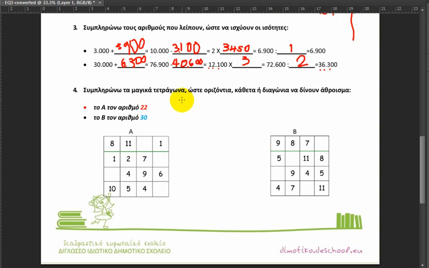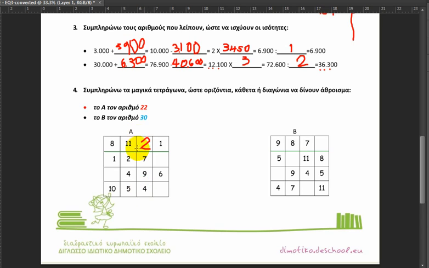Okay, magic squares. We need the sums of the numbers that are horizontal, vertical, and even diagonal to make, in this square 22, in this square 30. So let's figure out what they need to be. Here we have 8, 11, and 1, right? So these plus whatever's here need to make 22. So 8 and 11 and 1 make 20. So 20 plus what makes 22? 20 plus 2 makes 22.